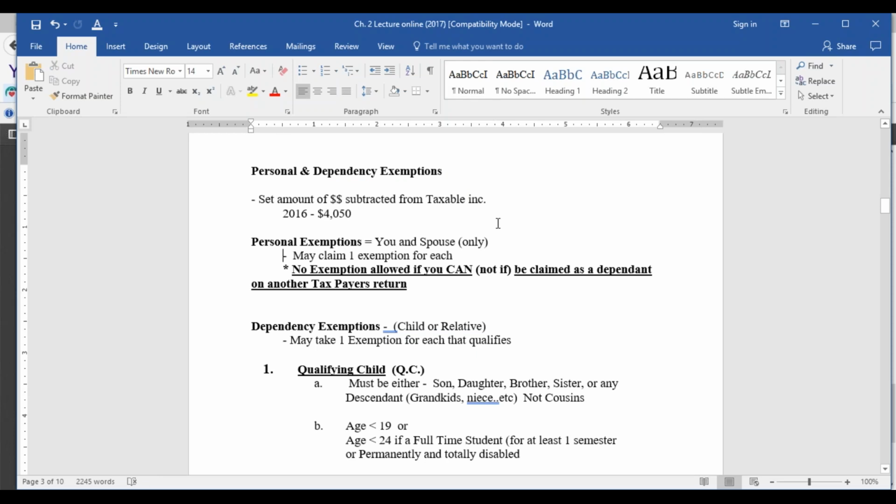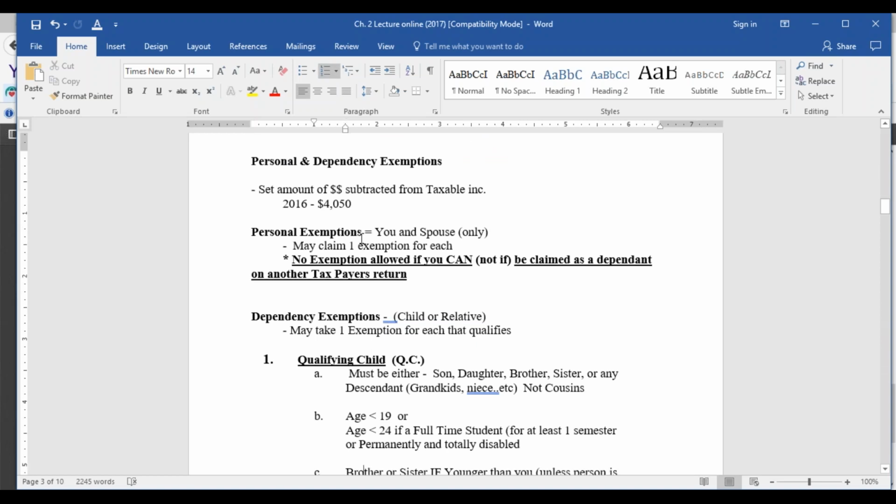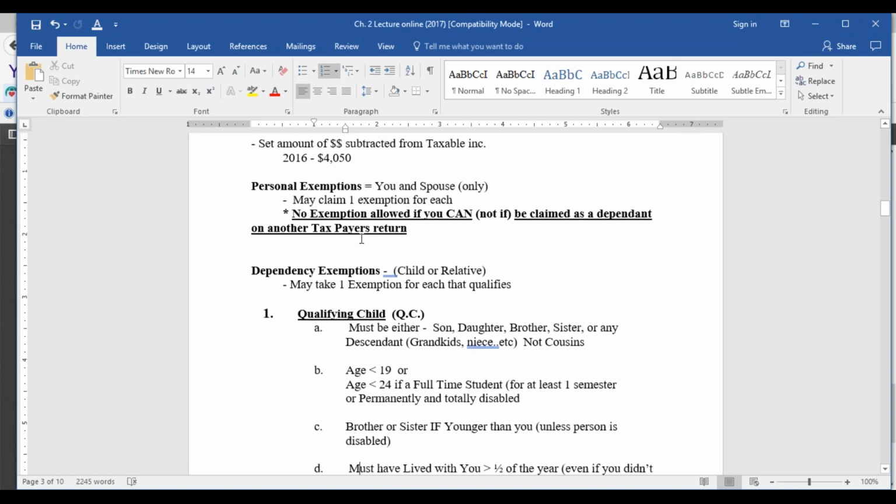So personal exemptions. You can see here I have personal and dependency exemptions. The personal exemptions are only there for you and a spouse. That's it. Anybody else is considered a dependent. So that's just something to keep in the back of your head to remember. Personal exemptions are just for you and your spouse.